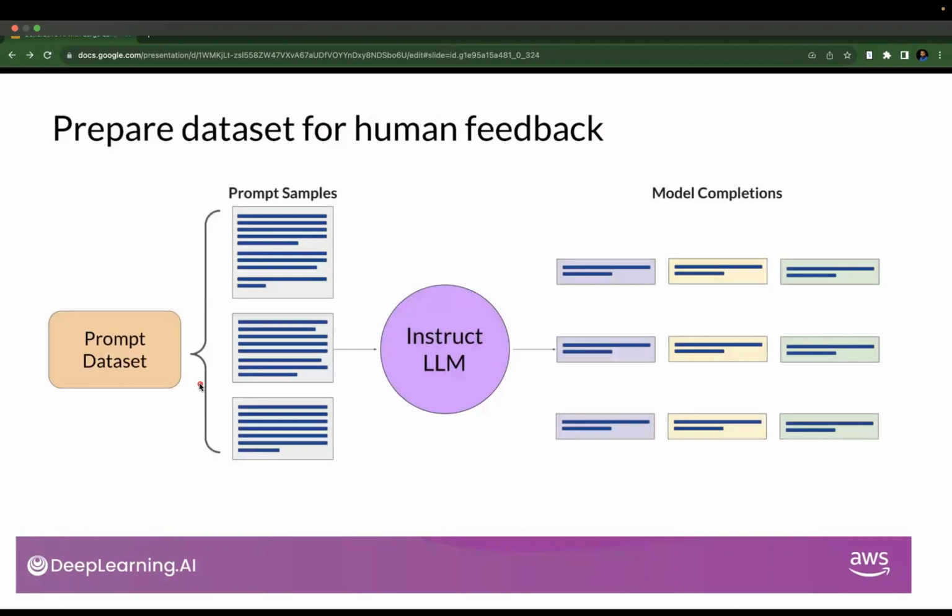Before we go for an example, let's see how the process looks. During the process of aligning the model, which is already an instruction fine-tuned LLM, we pass the prompt samples to the model. And for each prompt sample, we generate multiple completions, or multiple outputs, from the model. So let's say if you have 3 prompts, we end up generating 9 completions, 3 completions for each prompt.